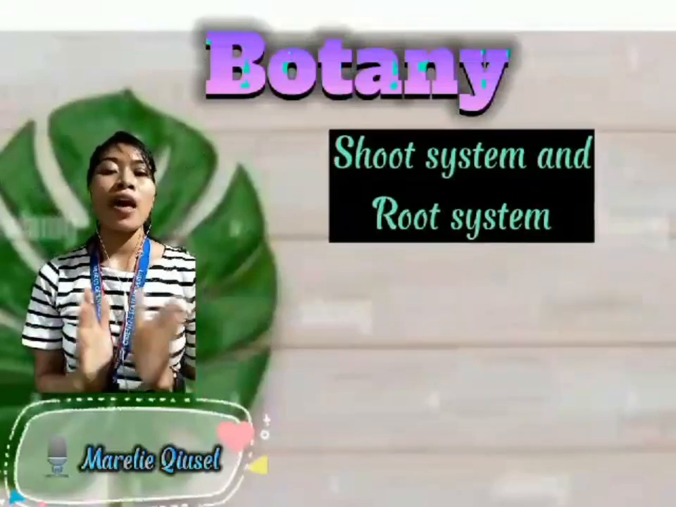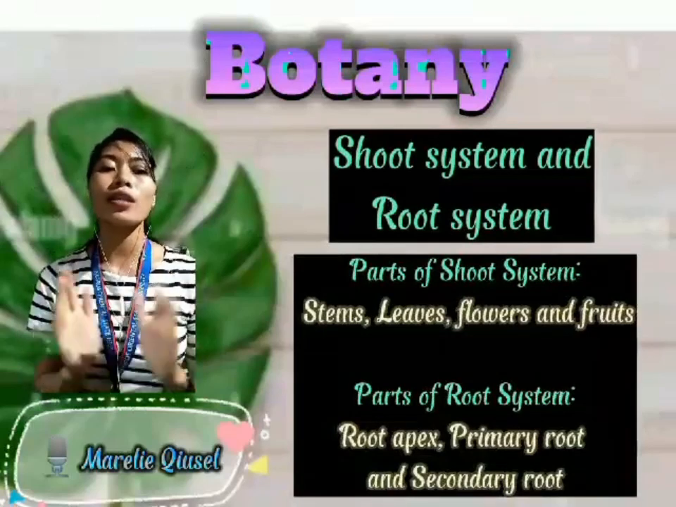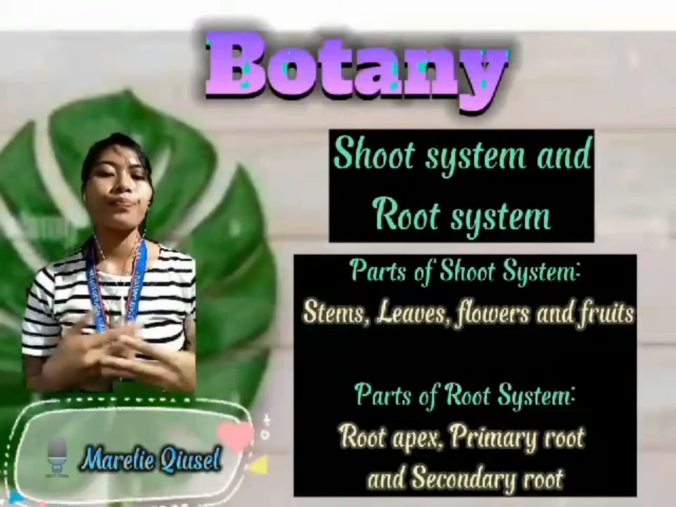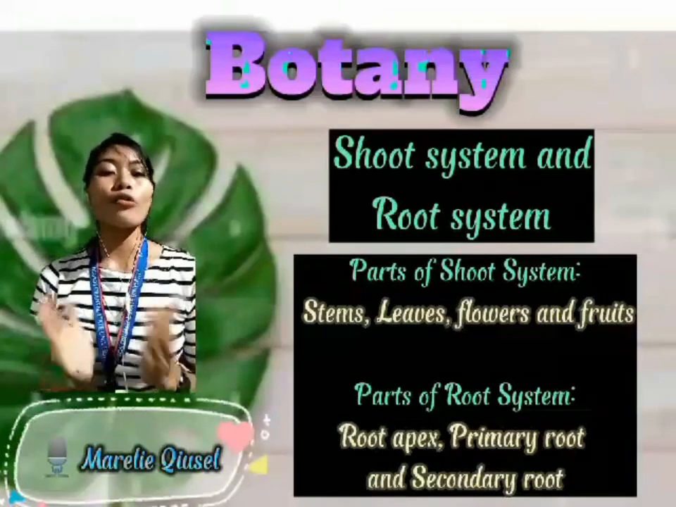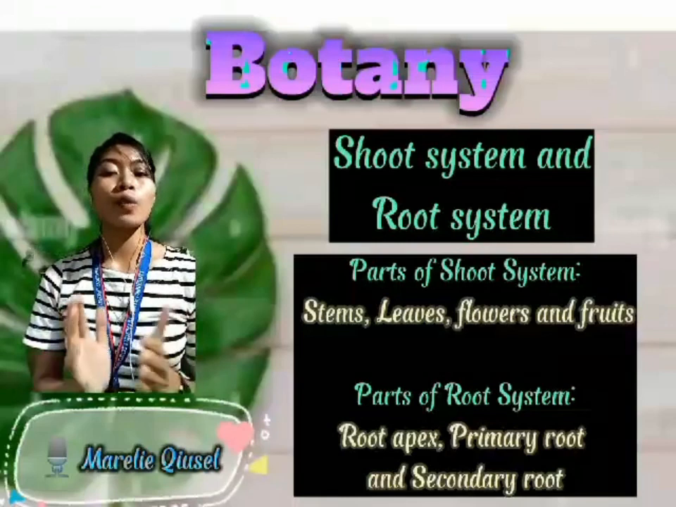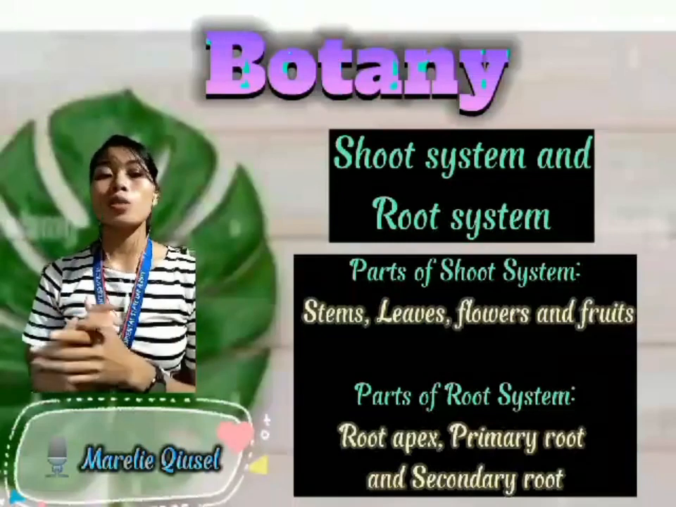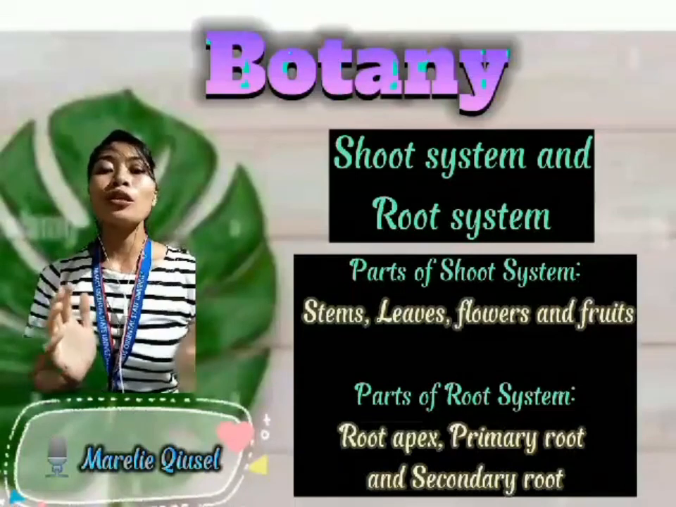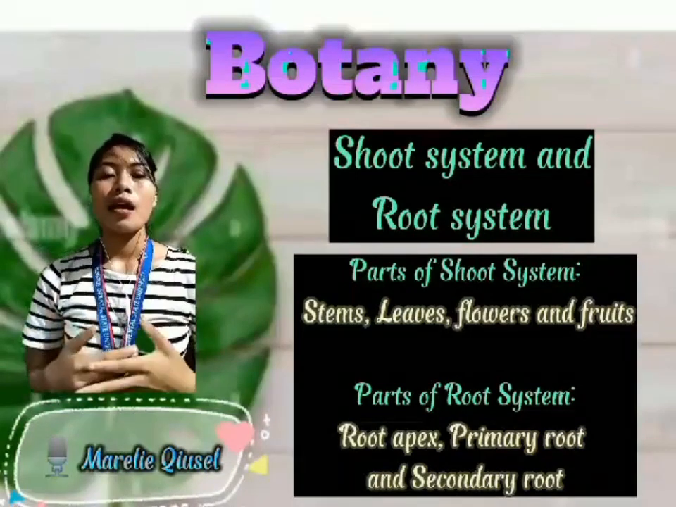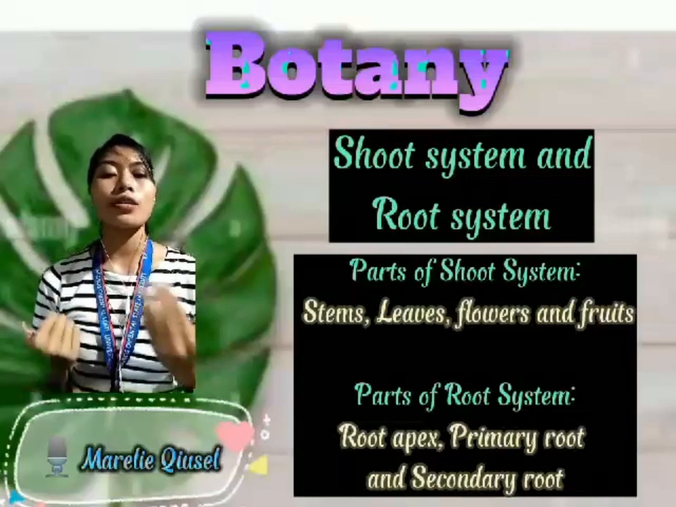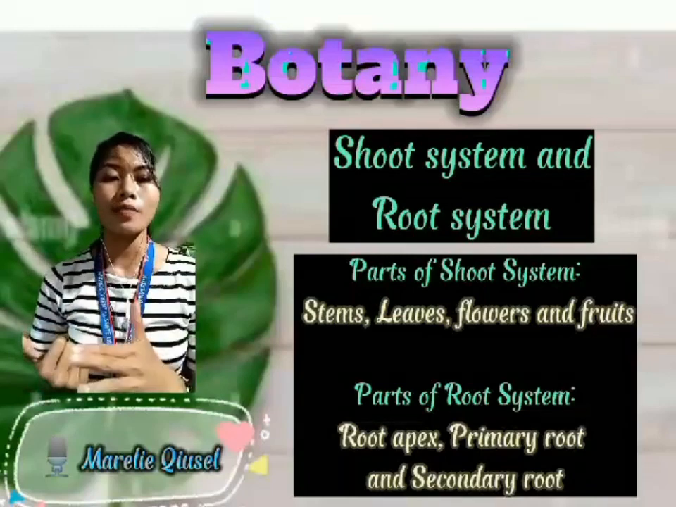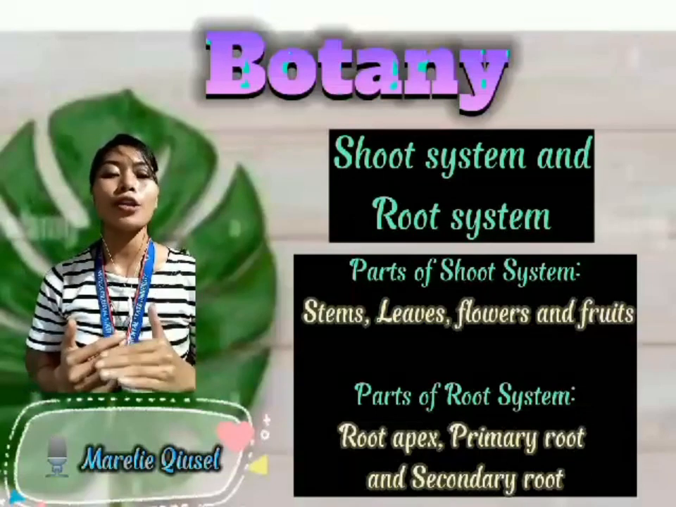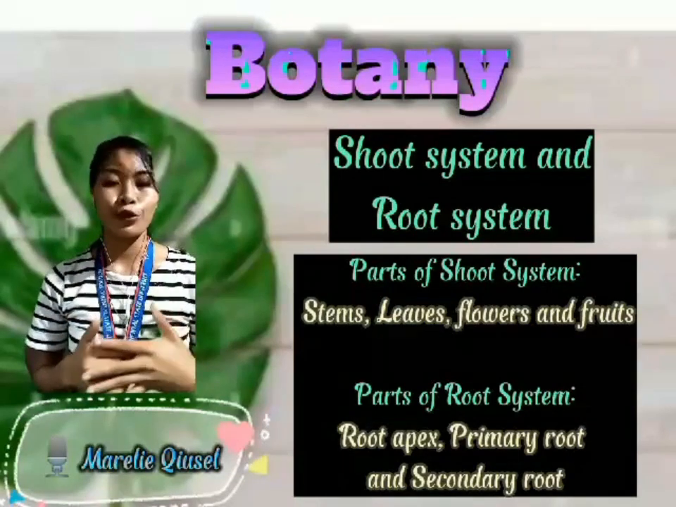Vascular plants have two distinct organ systems, which are the shoot system and the root system. The shoot system originally grows above ground, where it is responsible for absorbing light needed for the process of photosynthesis. The parts that a shoot system consists of are the stems, leaves, and the reproductive parts of the plant, which are flowers and fruits.